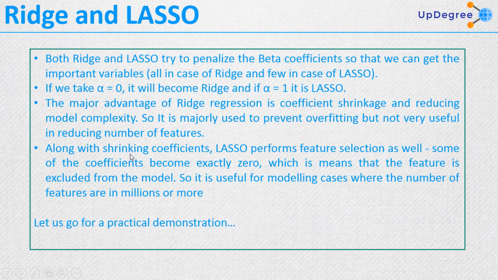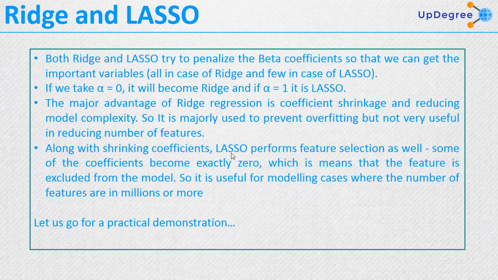Both Ridge and Lasso try to penalize the beta coefficients so that they can get the important variables, all in the case of Ridge and few in the case of Lasso. That means, as I told you earlier also, we shall be penalizing coefficients of those feature attributes which have a less decisive role in the output prediction, and we'll have higher coefficient values for those feature variables which are more decisive. The major advantage of Ridge regression is coefficient shrinkage and reducing model complexity, because some of the features will have very low coefficient values. It is majorly used to prevent overfitting but is not very useful in reducing the number of features. Along with shrinking coefficients, Lasso performs feature selection as well. Some of the coefficients become exactly 0, which means that the feature is excluded from the model. So it is useful for modeling cases where the number of features is in the millions or more.